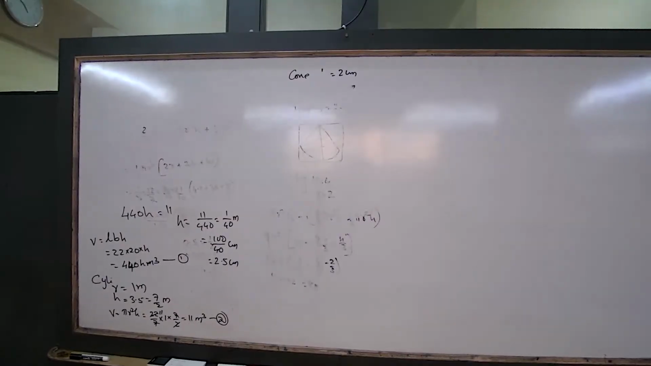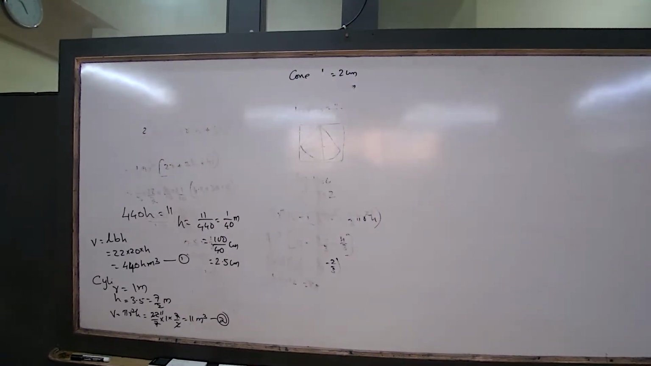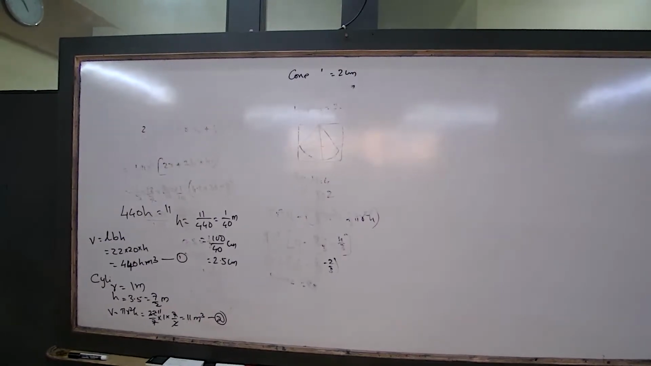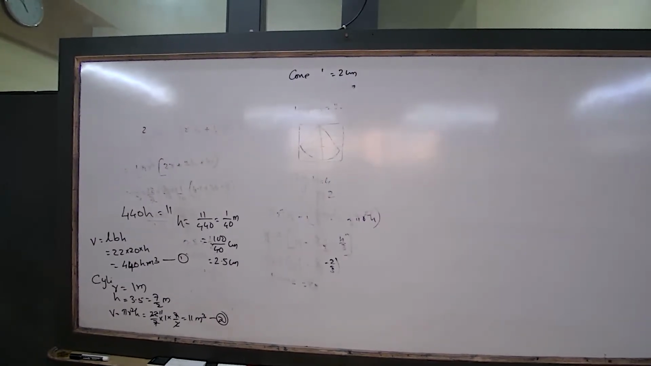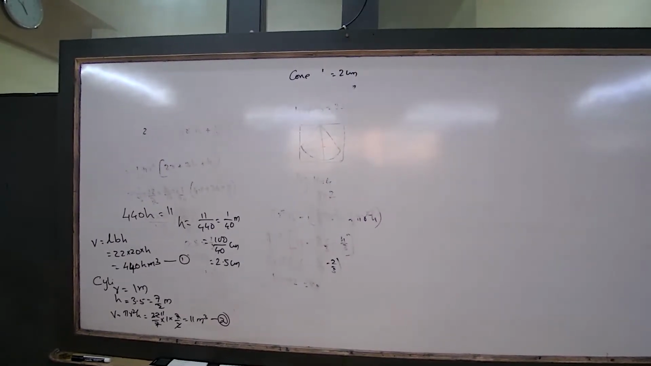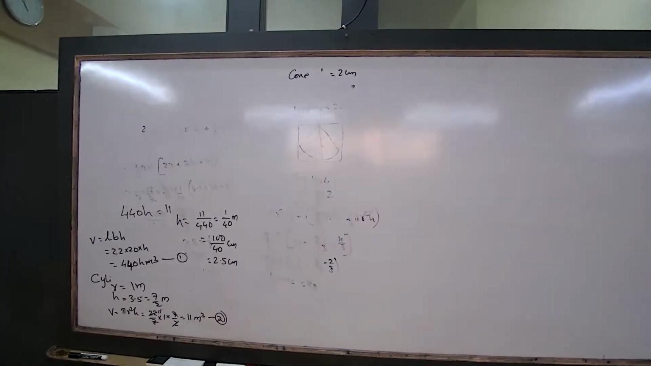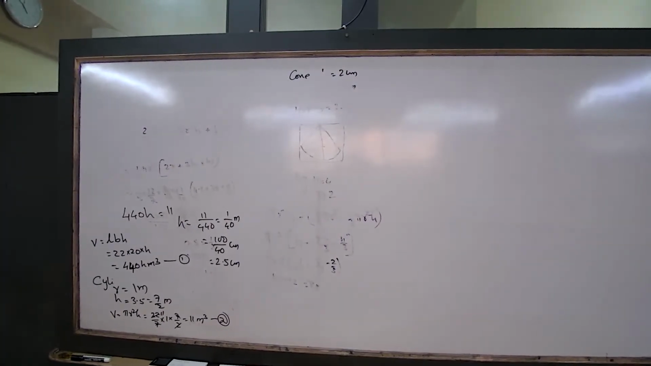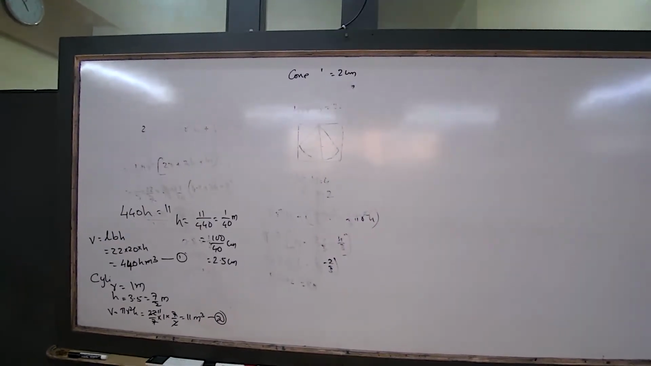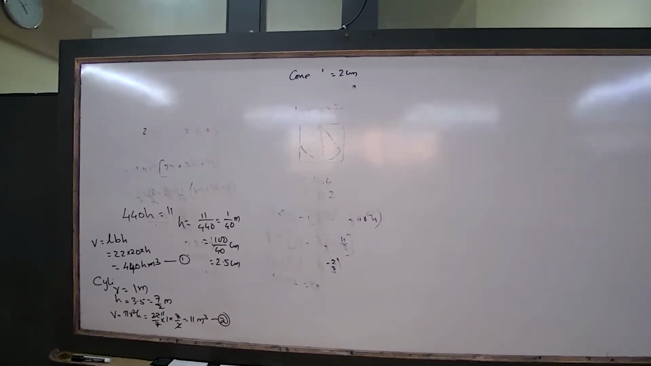Yes, Arya, read. A spherical bowl of internal radius 9 centimeter is full of water. Its content is emptied in a cylindrical vessel of radius 6 centimeter. Find the height of water in the cylindrical vessel.